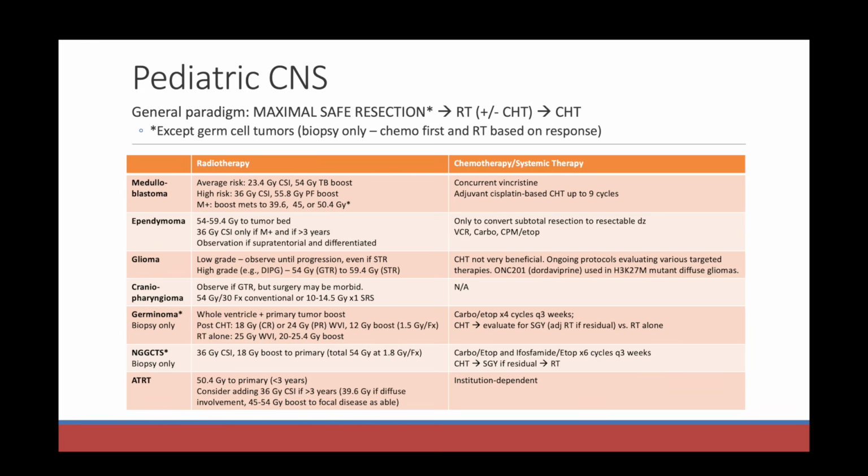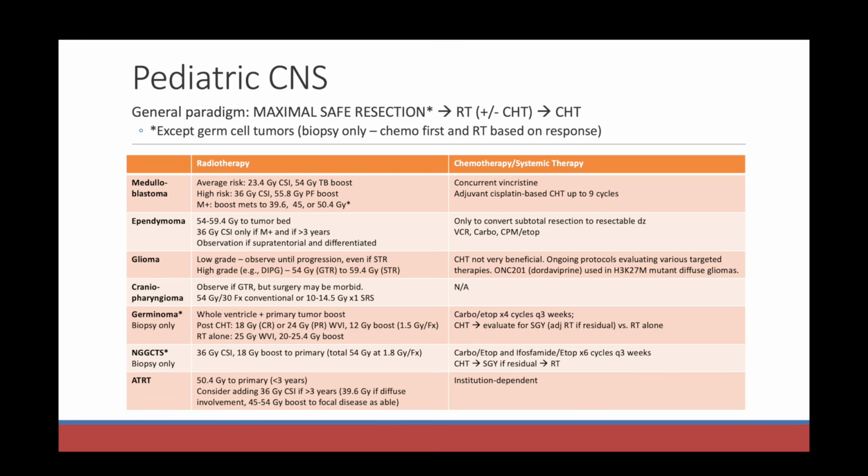And I have 2 slides on pediatrics. I have pediatric CNS tumors and then the pediatric non-CNS tumors. So the general paradigm for the management of pediatric CNS tumors is, again, maximal safe resection, followed by radiation with or without chemotherapy, potentially followed by more chemotherapy. The one exception to this is germ cell tumors, where instead of maximal safe resection, if we're suspicious of germ cell tumor, remember we get certain labs like AFP, beta HCG, and LDH. And then these patients actually get chemotherapy first with radiation based on how they respond.